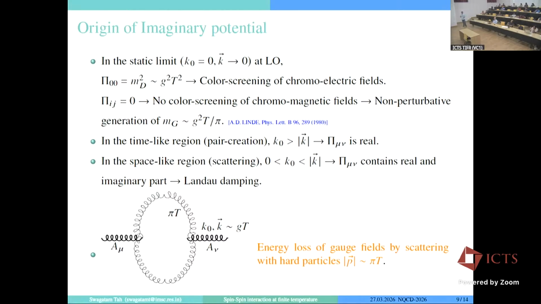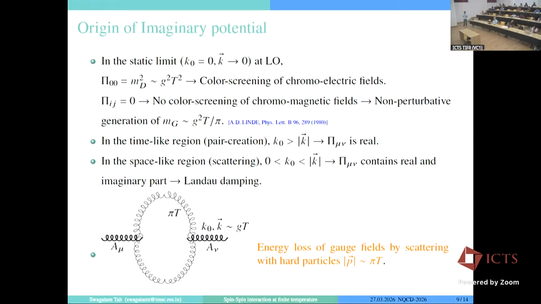Next, in the time-like region, where pair creation or annihilation type processes can occur, where the energy is greater than the momentum, the self-energy correction remains real. But when a scattering-like process occurs in the space-like region, when the energy of the external momenta is less than the three-momenta, the self-energy correction contains both a real and an imaginary part. This is known as Landau damping.